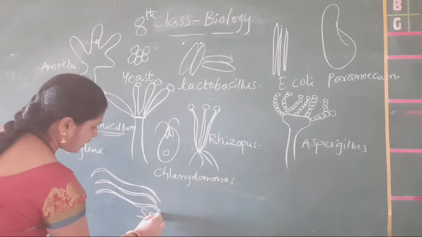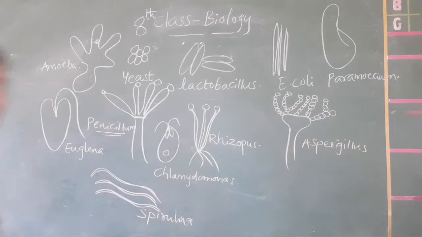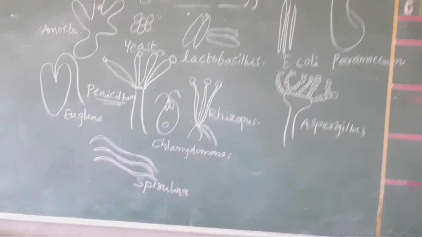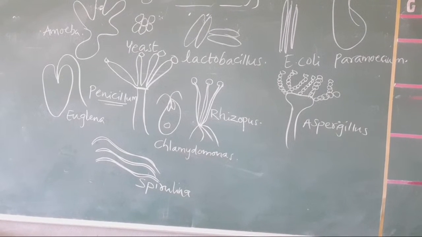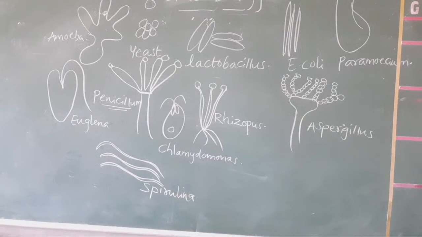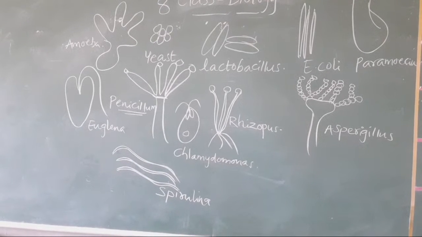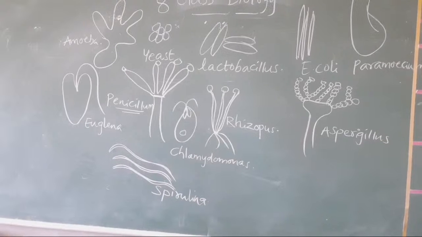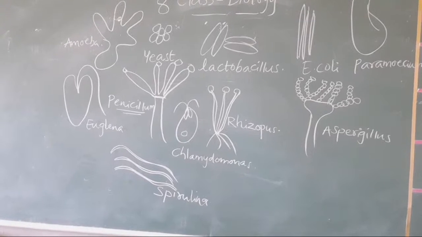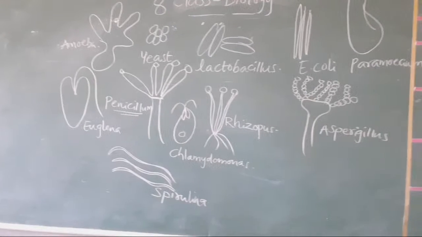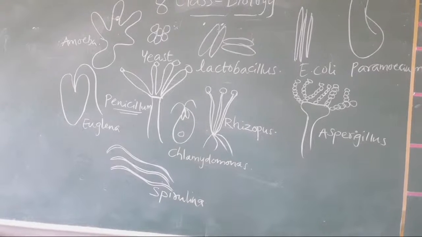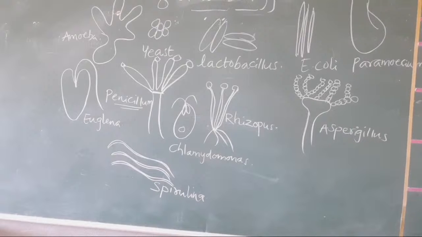This one is spirulina. We are eating spirulina, students. Aspergillus is dangerous. Penicillium, have you ever heard about the penicillin injection? From this we prepare the penicillin injection. Spirulina is single cell protein, for your better information.